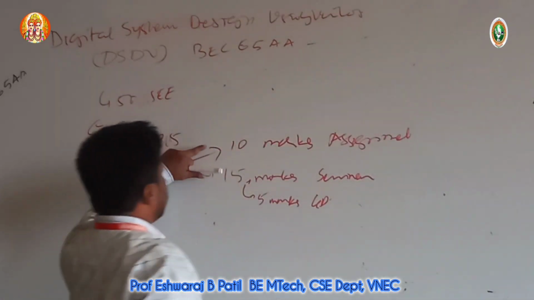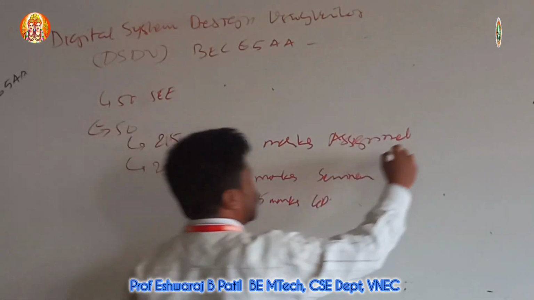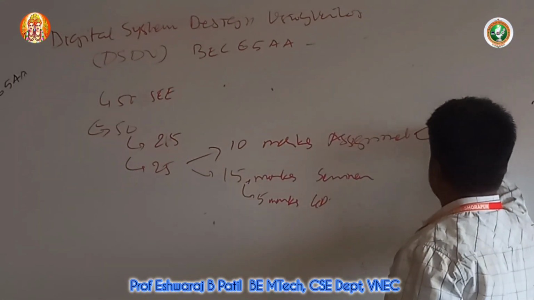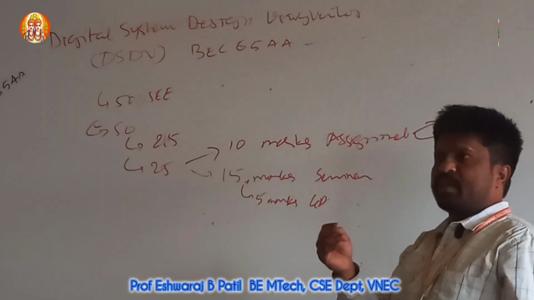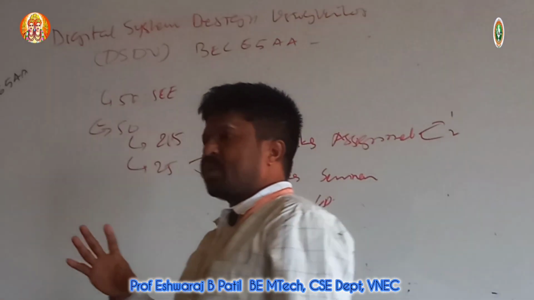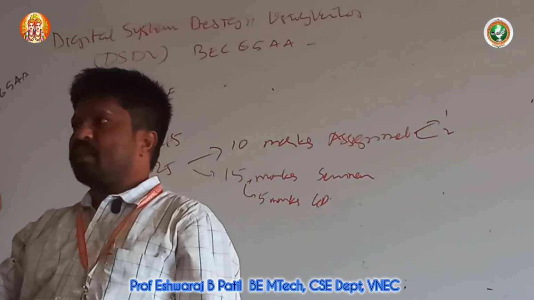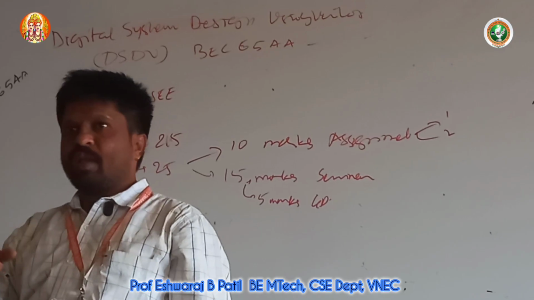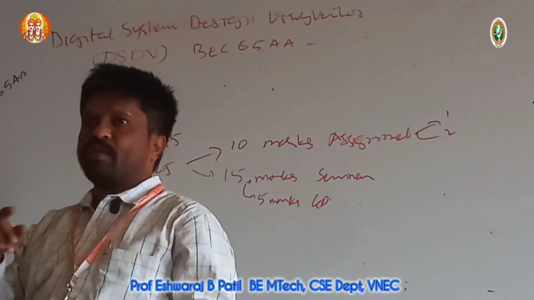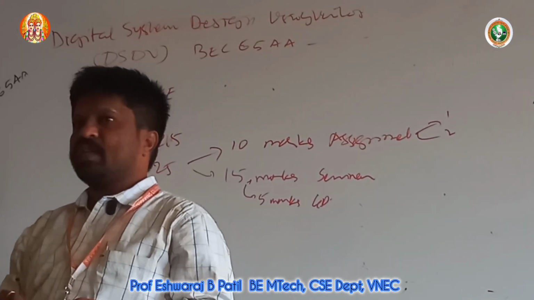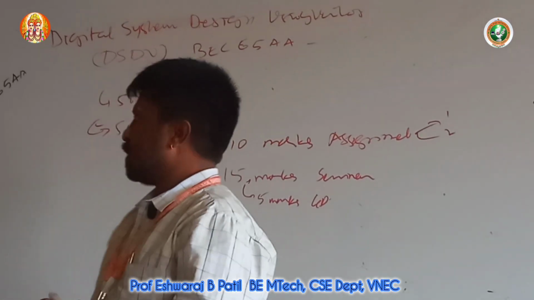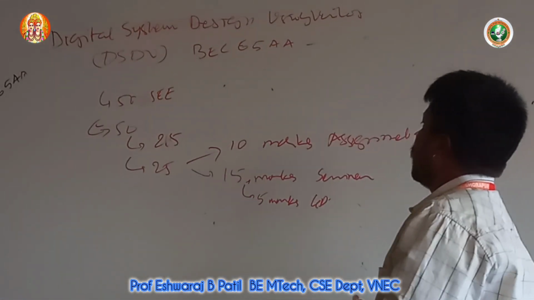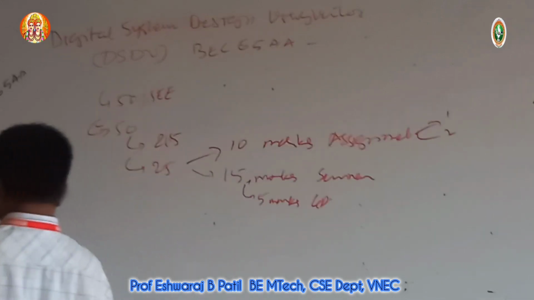For the 10 marks for assignments, you should write two assignment books, 1 and 2. It's compulsory. If you write only one assignment book, it's not applicable. One I will keep with me, and the second I will give back to you for study purposes. I will give you each detail on how to make notes. Here also we have 5 modules.